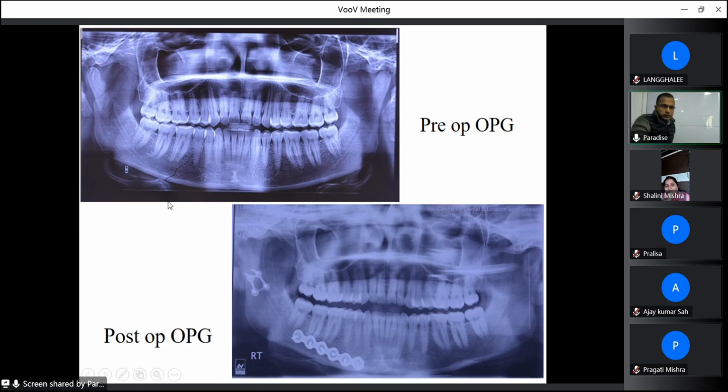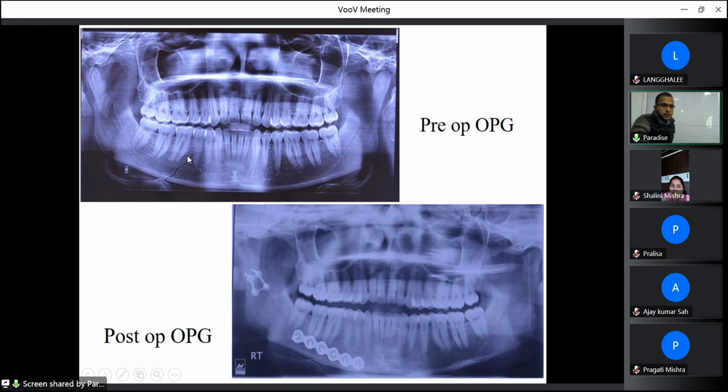This is another case, again a preoperative OPG. You can see the clear-cut fracture line. Again, you can see this radiation line is more clear. Another radiation line is also there, but it is somewhat not so clear. It is faint. Again, don't be confused. It is not two fractures. It is the same fracture, a single fracture.